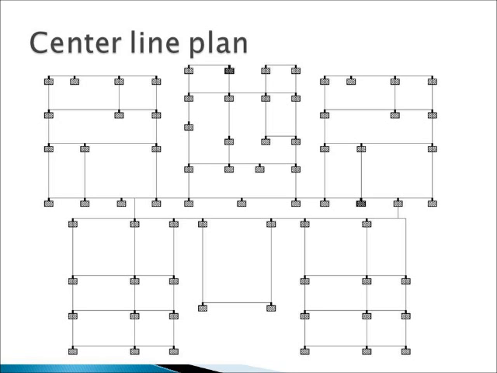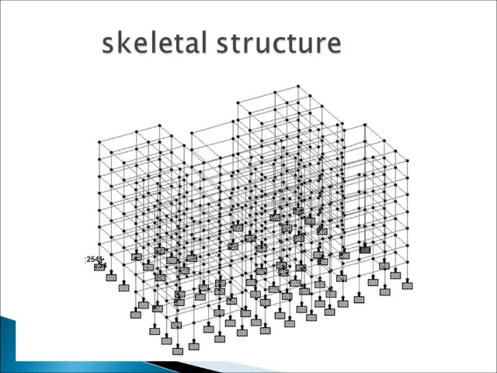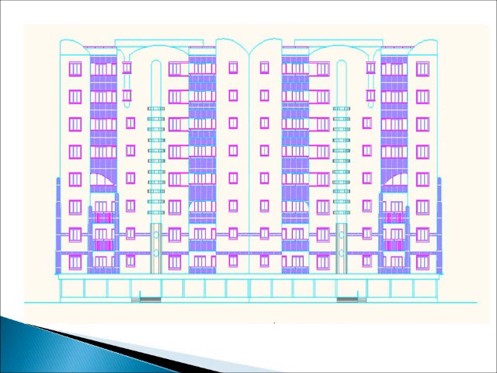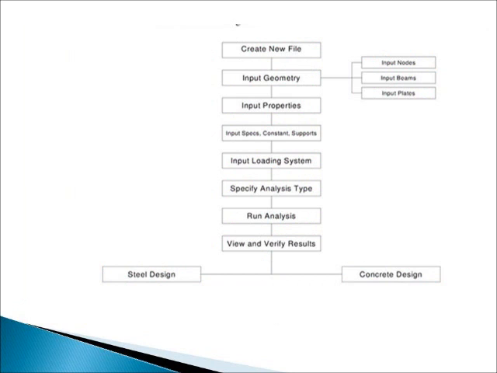This is similar to our plan. This center line plan is used for creating a skeletal structure in Staad. This figure shows the elevation of our structure at site. This figure shows the proposed AutoCAD plotting of our building elevation. This is a flowchart diagram which gives you the step-wise procedure of analysis using Staad. Now regarding the loadings.